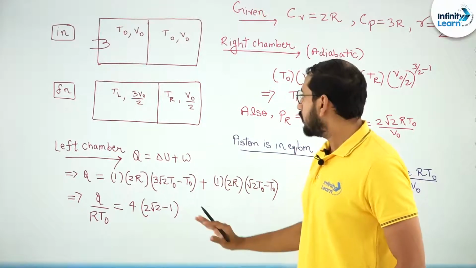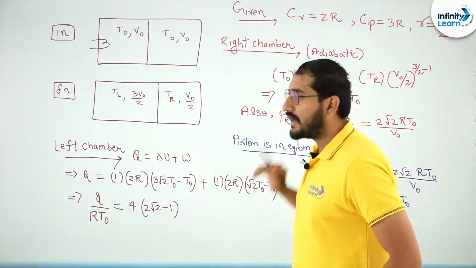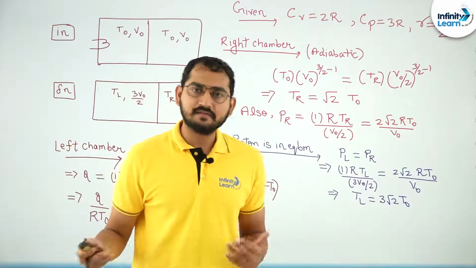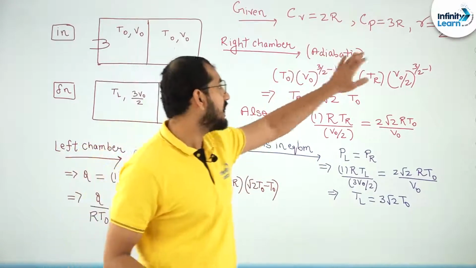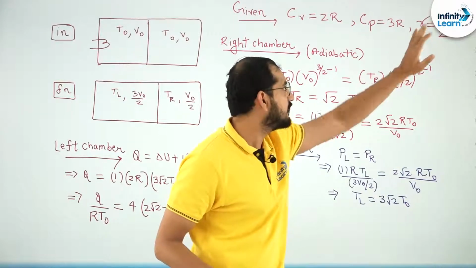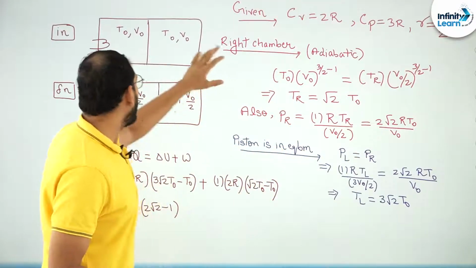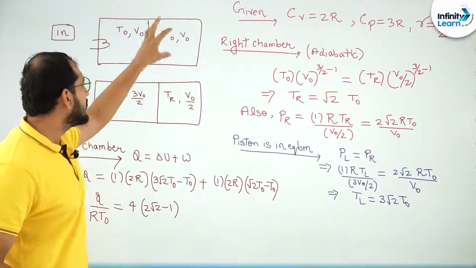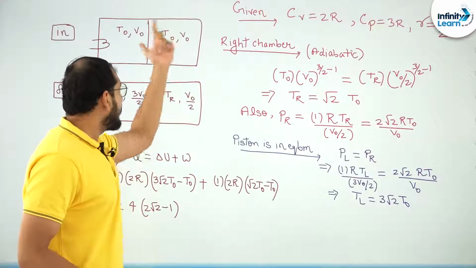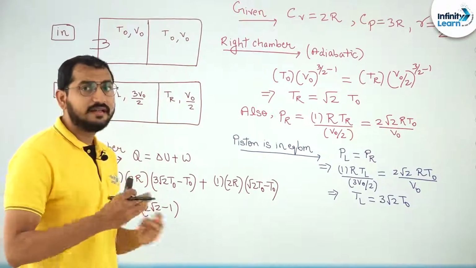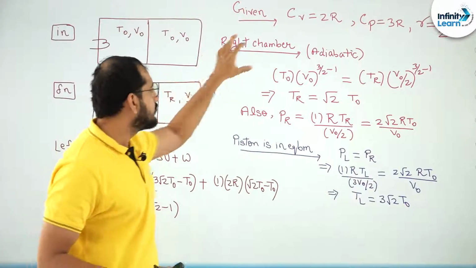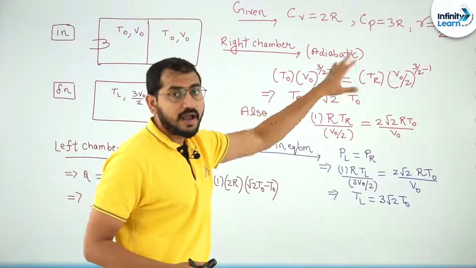Okay, so first of all, it is given in the question that CV is equal to 2R. So we can apply the formula Cp minus CV equal to capital R to get the value of Cp as well as gamma, Cp by Cv. So gamma will be 3 by 2, right. Now if I only focus on the right chamber, the gas inside this right chamber is totally surrounded by surfaces through which heat cannot conduct, right. So I can say that the right chamber will follow the adiabatic process.